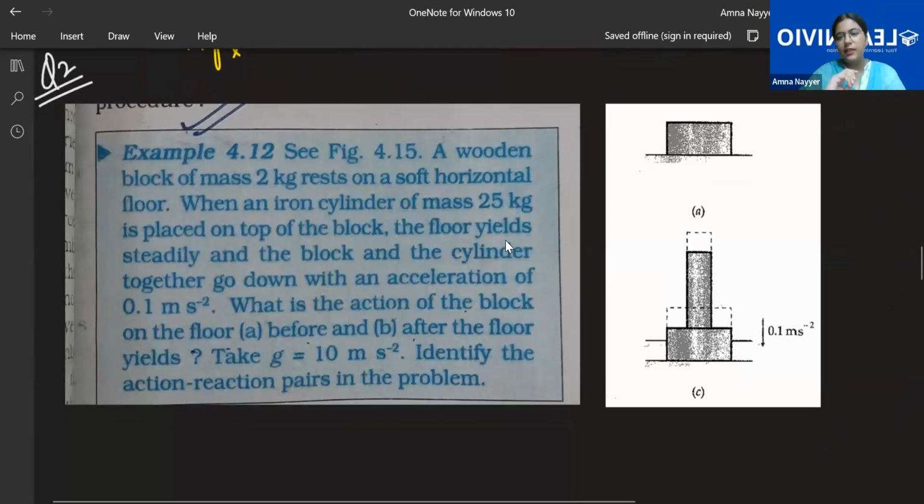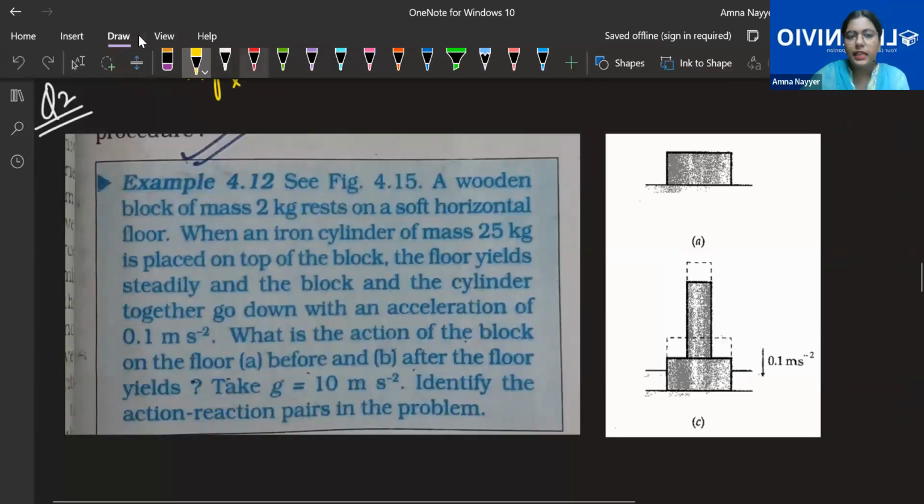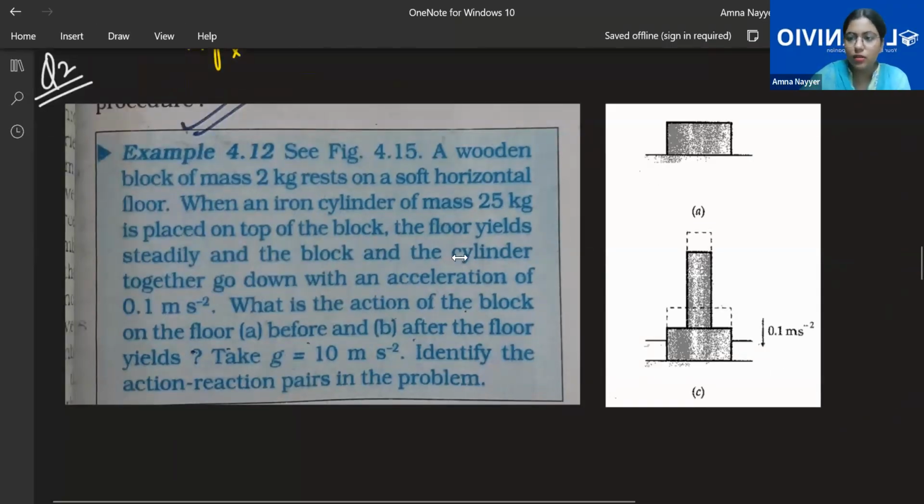See, it's a question directly from NCERT. I've taken the picture and uploaded it. It's example 4.12 of NCERT. I hope you all are doing the in-text questions also, and these examples of NCERT, because these also have very good questions. It says a wooden block of mass 2 kg rests on a soft horizontal floor.